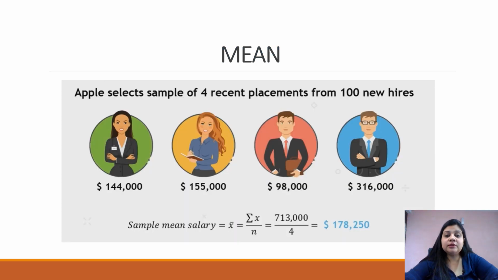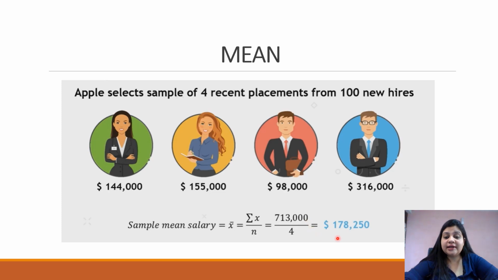If I want to compute the mean of all these four persons who are working in an IT firm, the salary of all these persons are $144,000, $155,000, $98,000, and $316,000. If I want to calculate the mean of these four persons, I can represent x bar is equal to summation of x upon n. So we'll add all the four values: 144,000, 155,000, $98,000, and $316,000. And I will divide it by 4 because there are four persons.